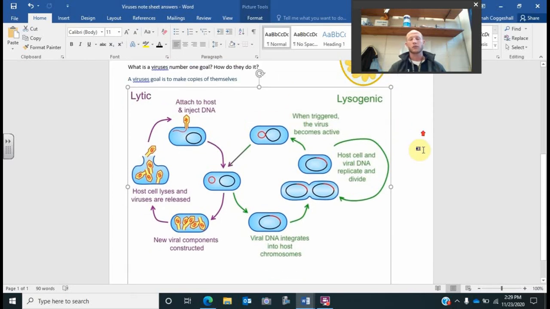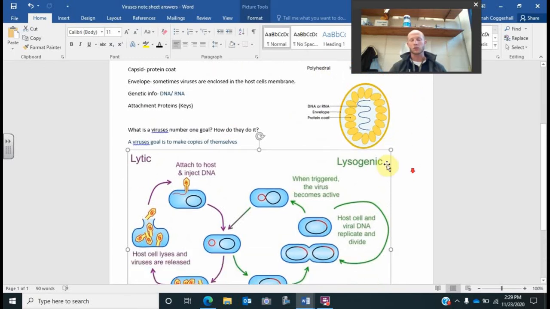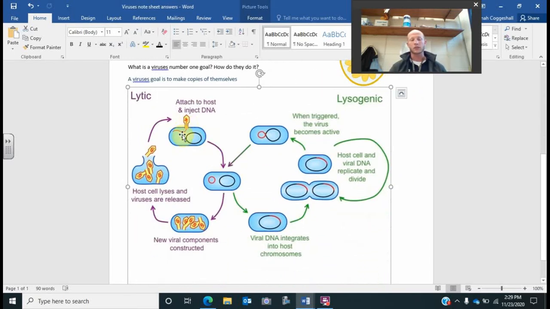And again, if you want to stop the video right here and draw this cycle, I suggest you do that. So it starts out right here, essentially, number 1. Number 1, attach to the host and inject into the cell. So this virus, whether it be this polyhedral guy or this complex or the helical, whatever, somehow they get their DNA into the cell. That DNA or that genetic material, whatever it is, is now in here, along with the host cell's DNA. Okay, so we can go one or two ways from here. Let's go with the lytic cycle.